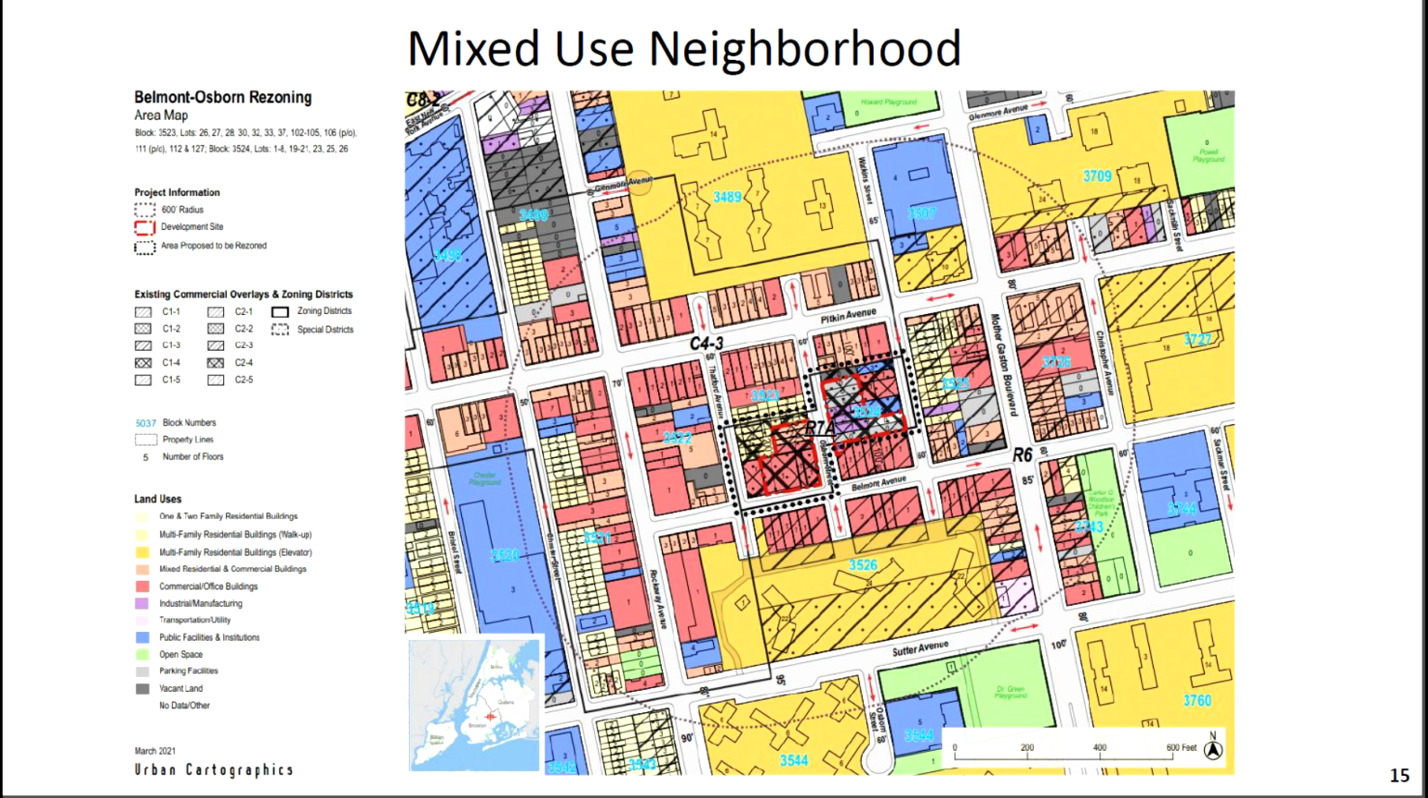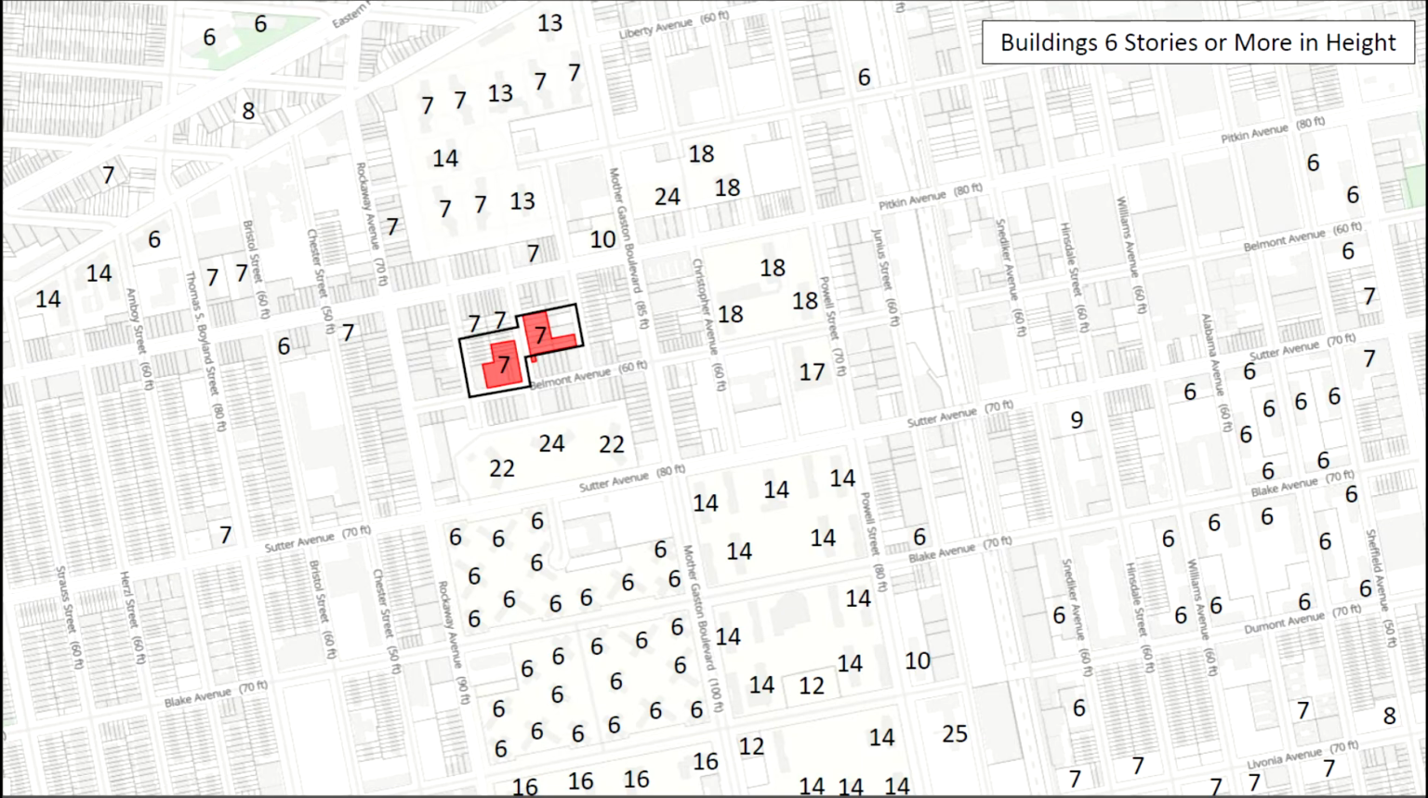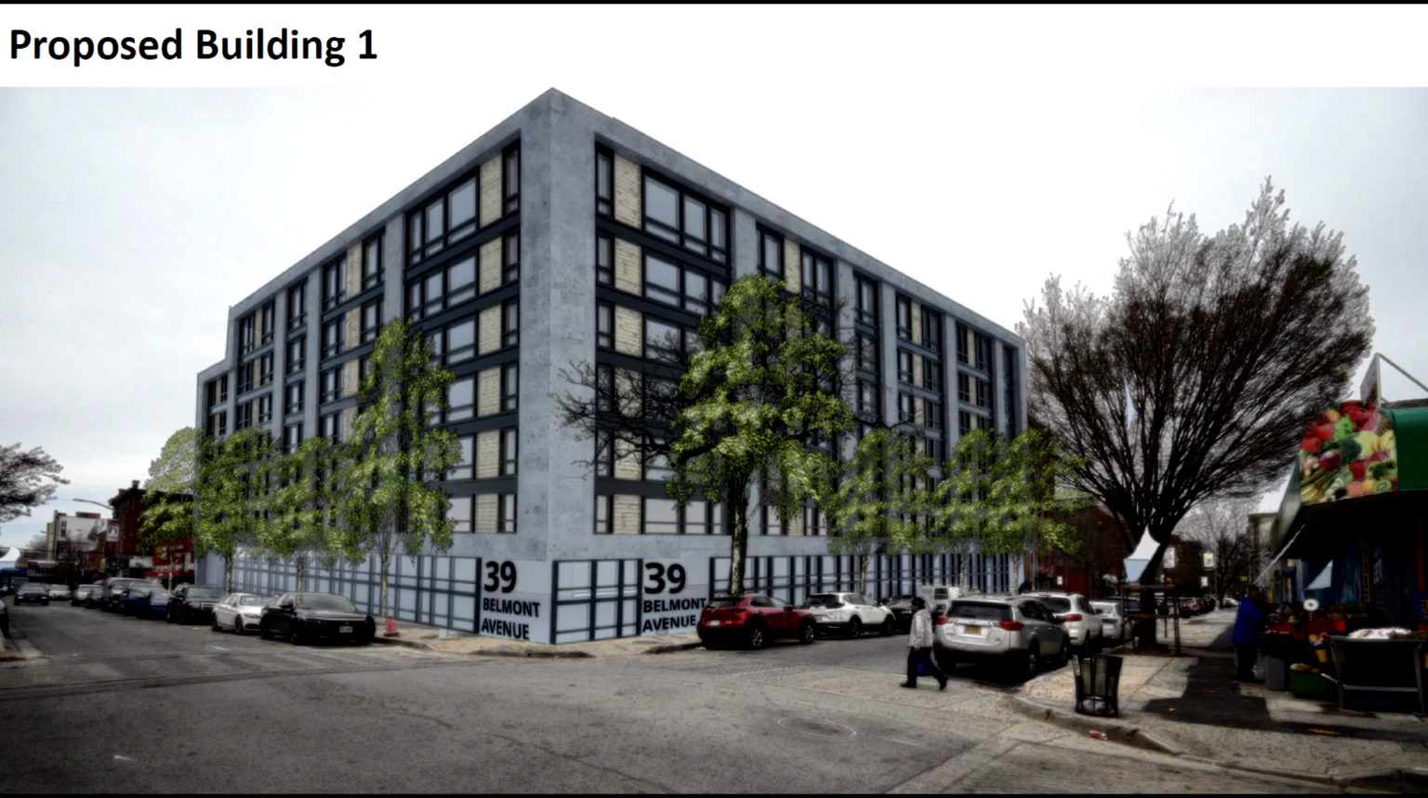A land use map, just showing the diversity of uses here. You guys seen this before? Our height study, just showing that this is well within the context of the existing urban fabric. A rendering of our proposed building, subject to change, of course, but this is what we're kind of envisioning.